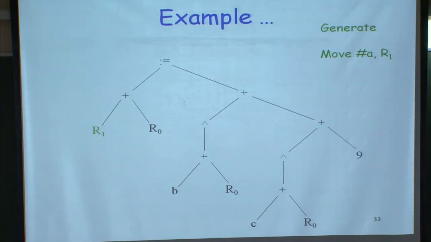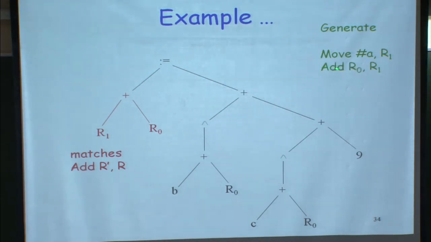Now again I try to pattern match, and this part of the tree matches a template which says add contents of a register to the register. If this part is matched, then I just have to make sure that R1 is mapped onto R prime and R0 is mapped onto R in my generation of the instruction.